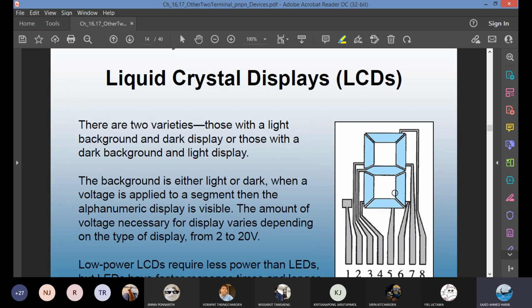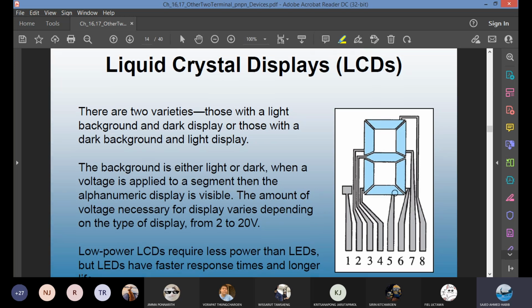And the next subtopic is LCD, which stands for liquid crystal display. Let me read the slide first, and then I'll explain a bit more. There are 2 varieties. You have seen, I think, both varieties. One type has a very bright background, and the display itself is black or dark. And then you might have a dark background, but the display is bright. Yes, I believe you have seen both cases. Have you?